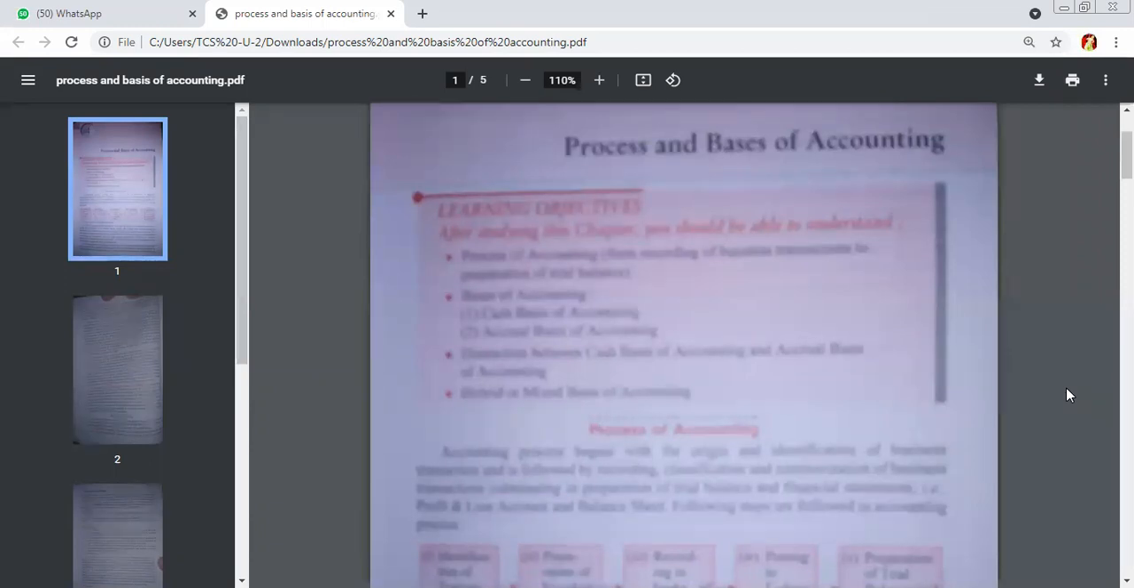The next is our basis of accounting. After that, accrual basis of accounting, distinction between cash basis of accounting and accrual basis of accounting, and hybrid or mixed basis of accounting we will learn in this. Let's go ahead with the first topic, that is your process of accounting.